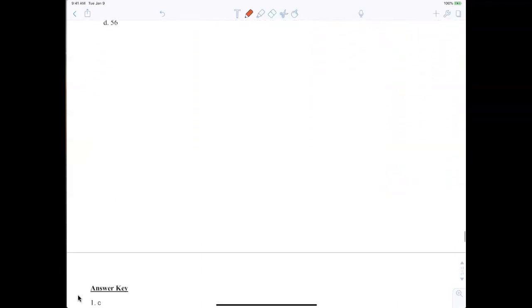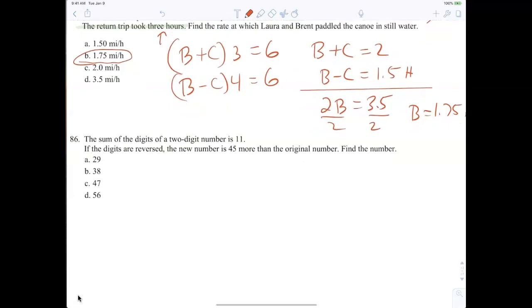All right, last one. Sorry for the noise, but we get this. The sum of the digits of a 2-digit number is 11. So T plus U equals 11. If the digits are reversed, now remember, 10T plus U was the original. So if you reverse the digits, it would be 10U plus T.